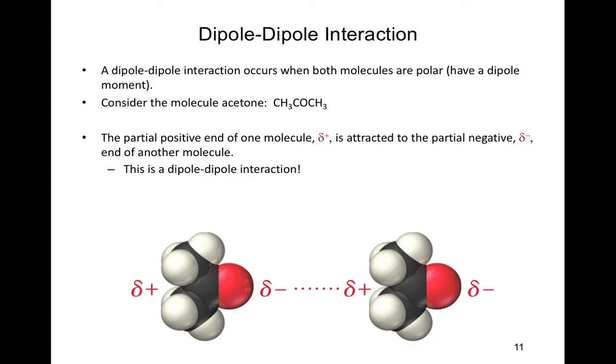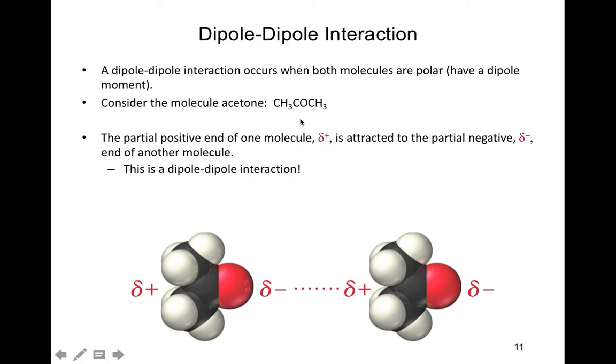So there are just a couple types of intermolecular forces that we're interested in. The first one is called the dipole-dipole interaction. And so this intermolecular force occurs when both molecules are polar. Another way to say that is when a molecule is polar, it has a dipole moment, right? It has a negative end and a positive end.